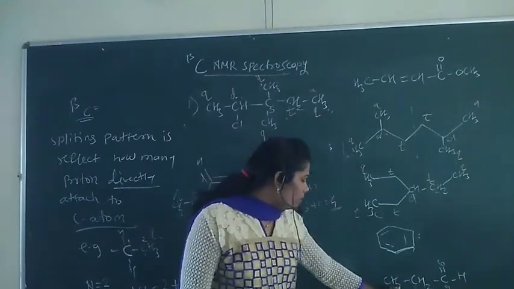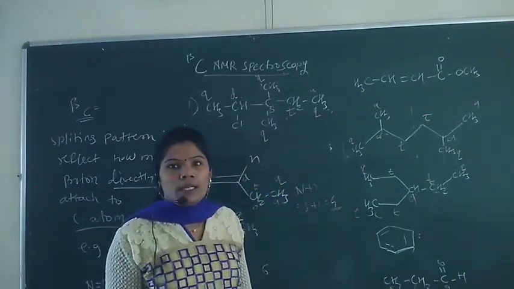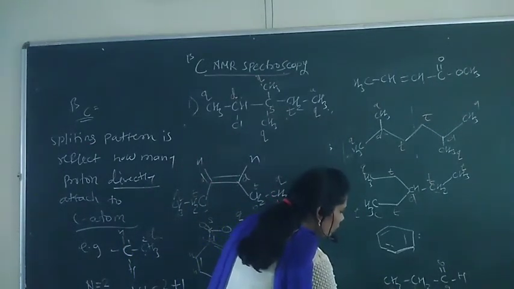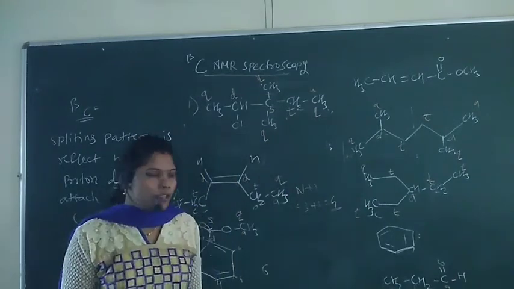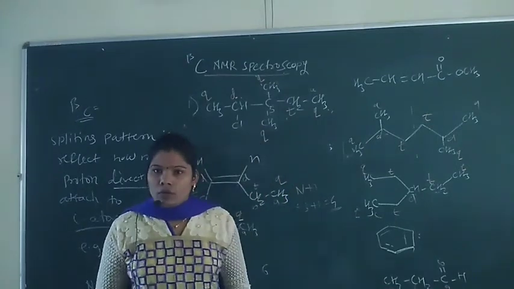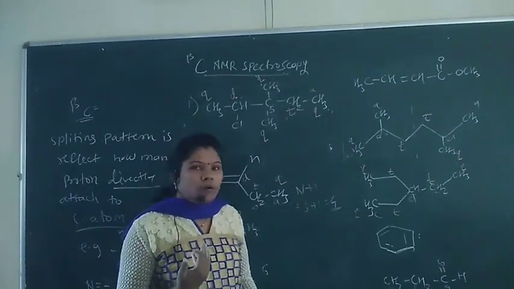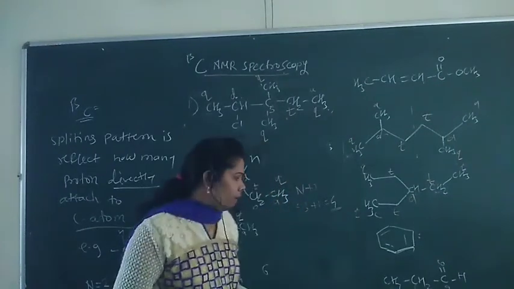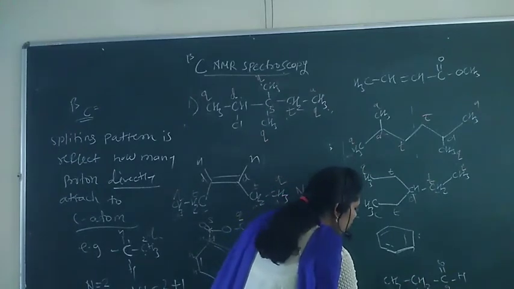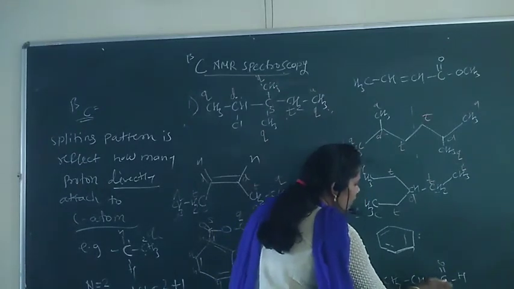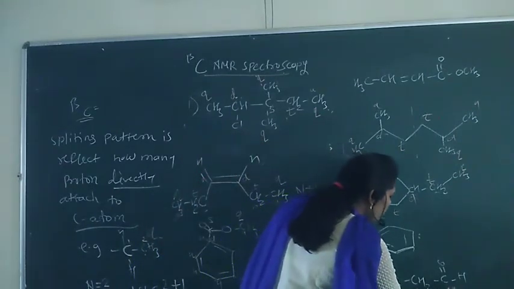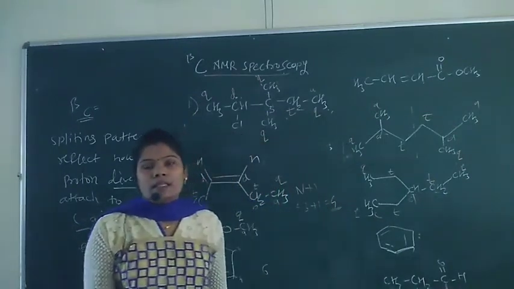Next, this compound. How many signals does it show? This CH3 group shows a quartet, because 3 hydrogens are attached to this carbon, and with the plus 1 rule, 3 plus 1 is 4, it shows a quartet splitting pattern. Carbon number 2 has 2 hydrogens attached, so it shows a triplet. Carbon number 3 has only 1 hydrogen directly attached, so it shows a doublet.